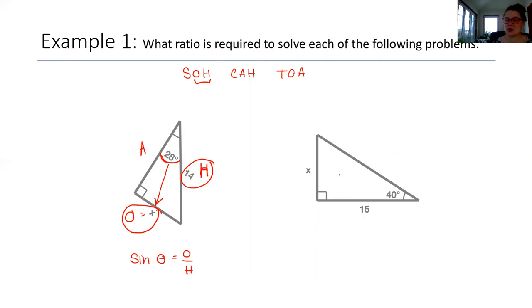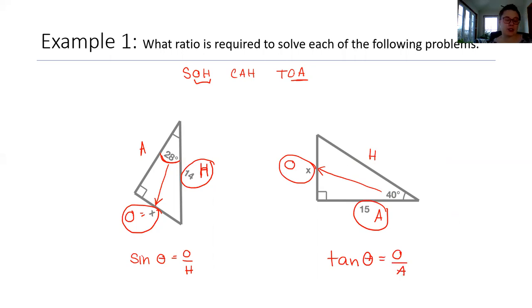The next one, which ratio are we going to use? Do the same thing, label your sides. There's our hypotenuse. 40 degrees is the angle that we're discussing. X is again opposite, and 15 is adjacent. We have opposite and adjacent. The only one that uses that is tan. So it's a simple process of elimination to check which ratio you need.